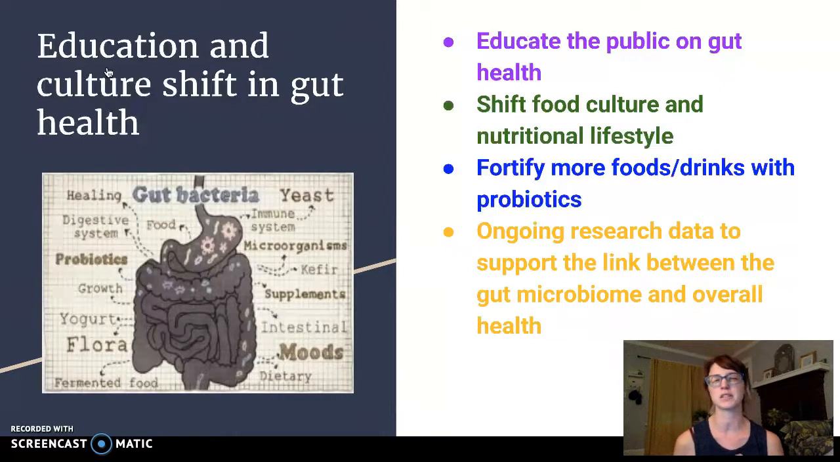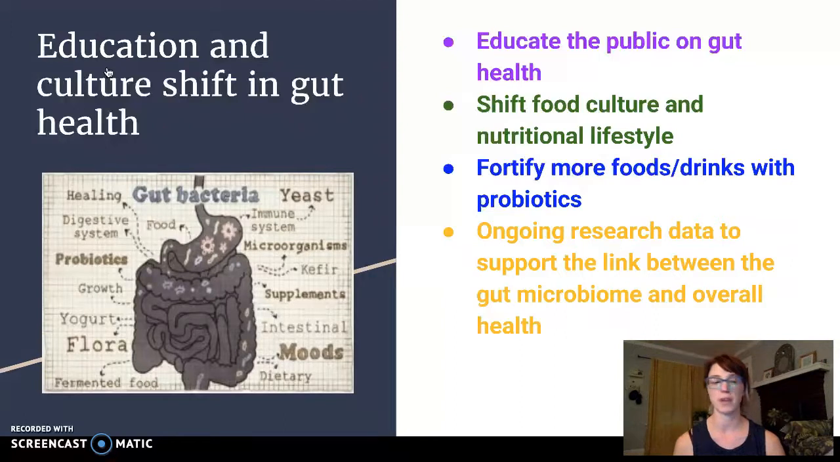So we think about skin cancer. That's an easy thing to say: don't get a sunburn, because then you could develop skin cancer. It's a little bit more tangible, easier to think about. But with gut health, it is pretty abstract, and we don't know everything yet. So I think that makes it tricky. And also, shifting the food culture and nutritional lifestyle, we all know that can be challenging.